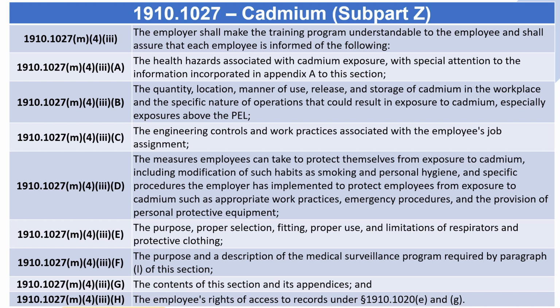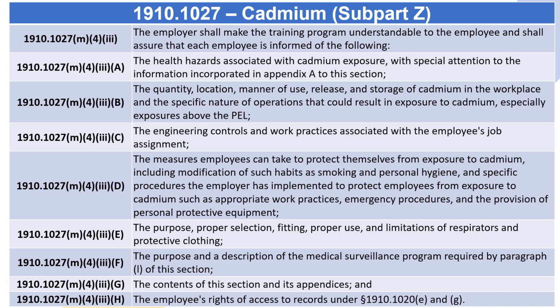The measures employees can take to protect themselves from exposure to cadmium, including modification of such habits as smoking and personal hygiene, and specific procedures the employer has implemented to protect employees from exposure to cadmium, such as appropriate work practices, emergency procedures, and the provision of personal protective equipment. The purpose, proper selection, fitting, proper use, and limitations of respirators and protective clothing.